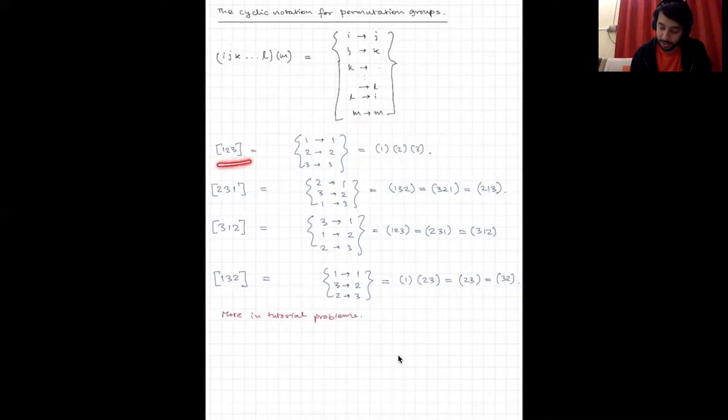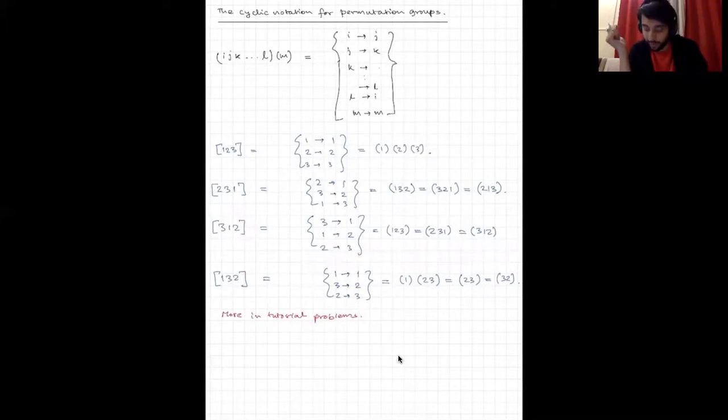So 1, 2, 3 will mean 1 going to 1, 2 going to 2, 3 going to 3. In this way of writing it, it means 1 separately, 2 separately, and 3 separately. On the other hand, something like 2, 3, 1, as you have seen, is 2 going to 1, 3 going to 2, and 1 going to 3. That would mean in this way 1, 3, 2, or equivalently 3, 2, 1, or equivalently 2, 1, 3. 3, 1, 2 also has a similar way of doing things. So this is a very nice way of writing it.